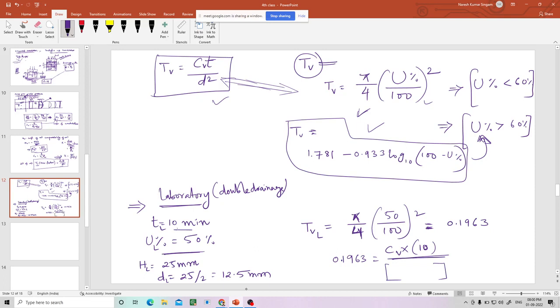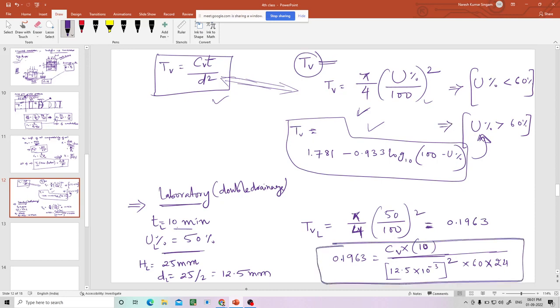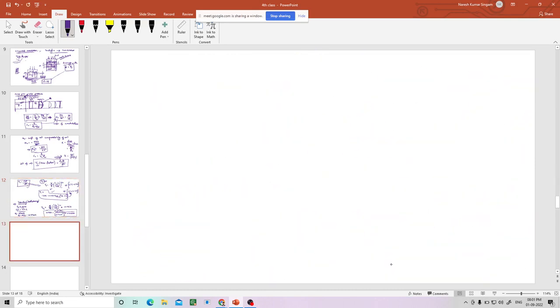D square. What is D here? D is 12.5 mm. I am converting it into meters, and then D square. This is CVT by D square, but this T should be converted into days. So 10 minutes, first minutes should be converted into hours, so divided by 60, then days means another 24. So what is the unknown in this equation? This is just CV.